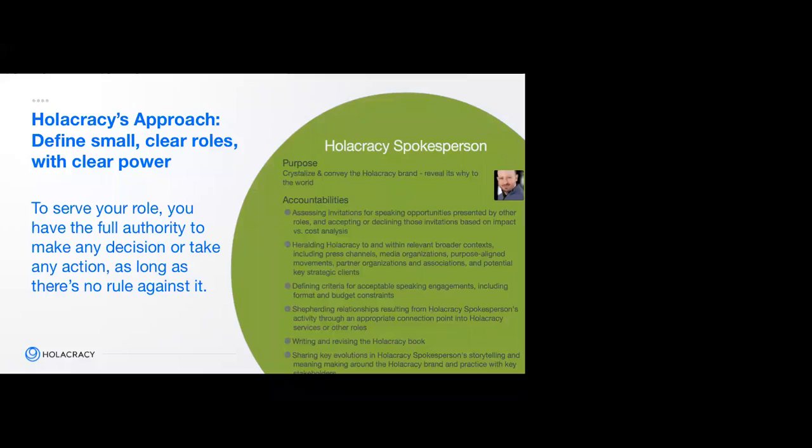So to serve your role, you have the full authority to make any decision or take any action as long as there's no rule against it. So once again, a very different kind of orientation. In most organizations, the default stance is you can't do anything unless you're given explicit permission. Holacracy has a different orientation. Its fundamental assumption is you can do anything as long as there's not an explicit rule against it, right? So the structure of the organization is largely capturing a sense of the limitations, the constraints, knowing that the purpose of the roles guides any given role filler to achieve that goal however creatively they wish. The full capacities and skills that they bring they can employ at their discretion as long as there's no rule against it. Again, another key distinction between how a role is structured and what you may think of with a traditional job description.